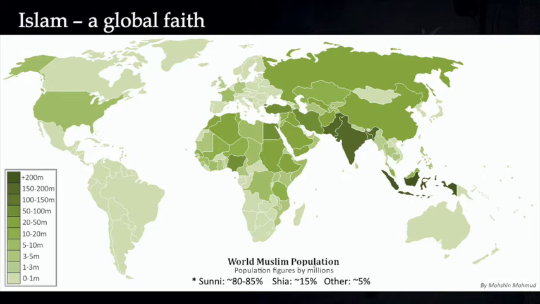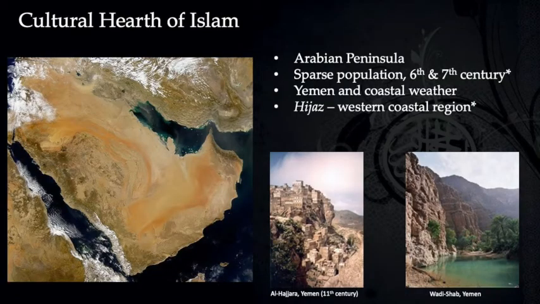So anyway, that's the breakdown of Muslims in the world today. But let's go back into history. Let's start with the location that we're going to talk about a lot today. And that is the Arabian Peninsula.